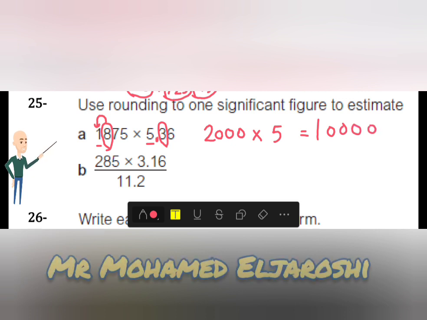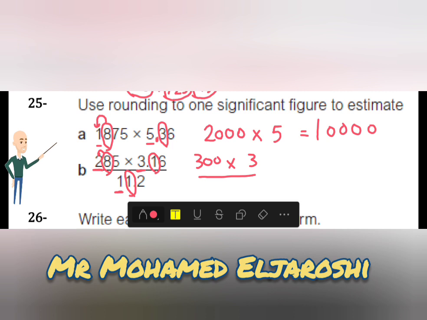Now the next one, B, we're going to do the same idea for 285 rounded to one significant figure, which is the 2. The 8 is big, so we add 1 to the 2, it's going to be 300. Very good. And then multiplied by what? The first significant figure is this one, and the 1 is small, so we don't add anything to the 3, it's going to be 3 like this. And then divided, the first significant figure is 1, and the 1 is small, so we don't add anything to the 1, it's going to be 10.